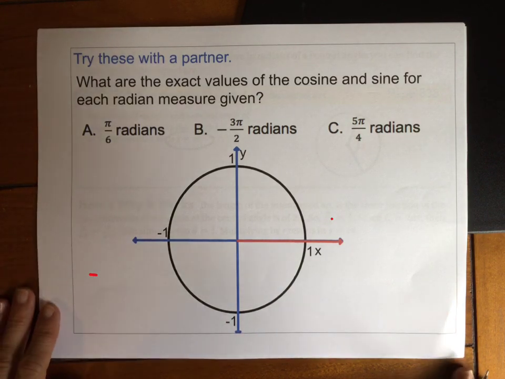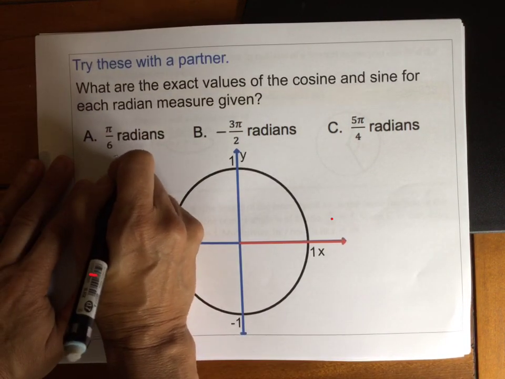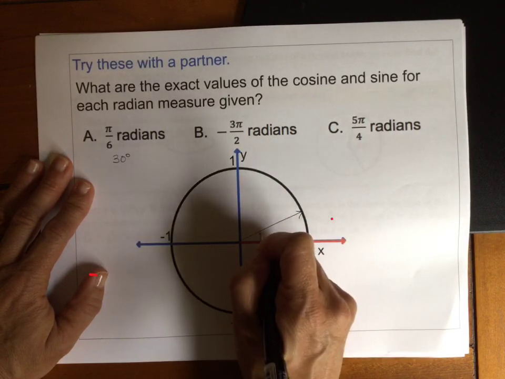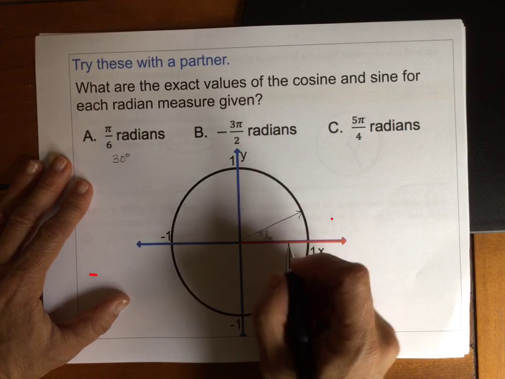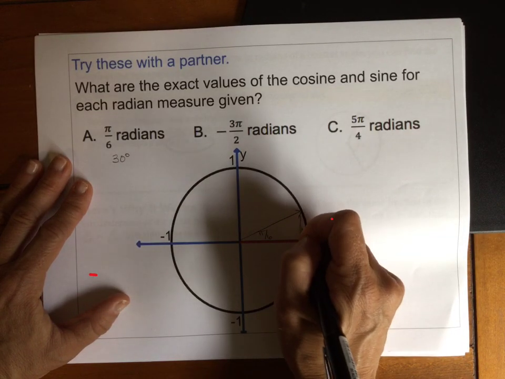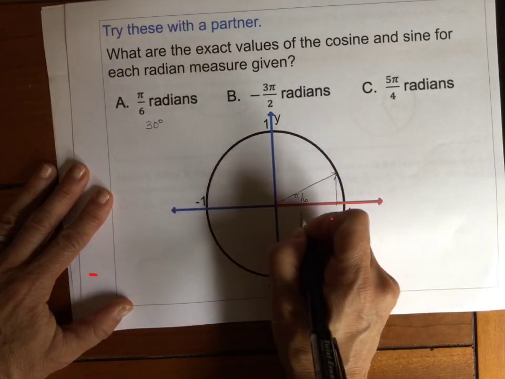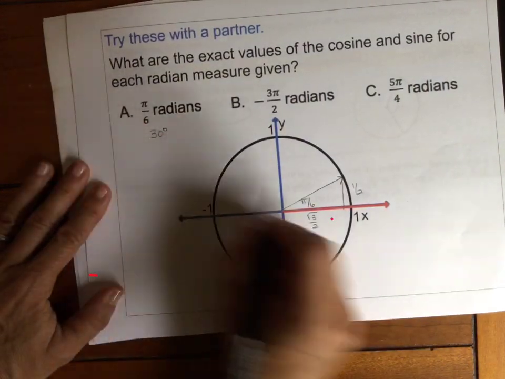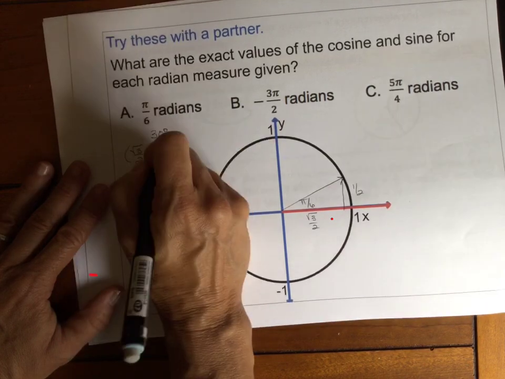All right, so hopefully you know that pi over 6 is 30 degrees. So here we got pi over 6 here. And we know that it's a 30, 60, 90 triangle. So my long side is root 3 over 2, and my short side is 1/2. So cosine is root 3 over 2, and sine is 1/2.